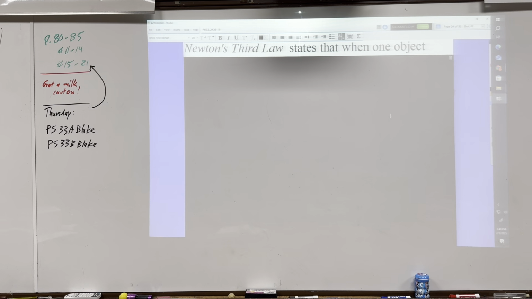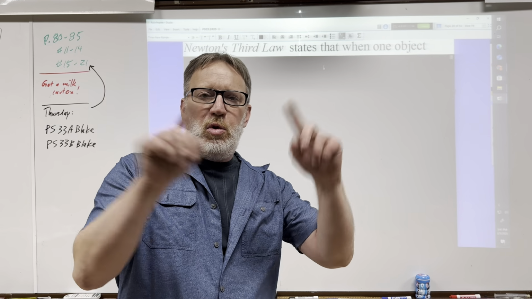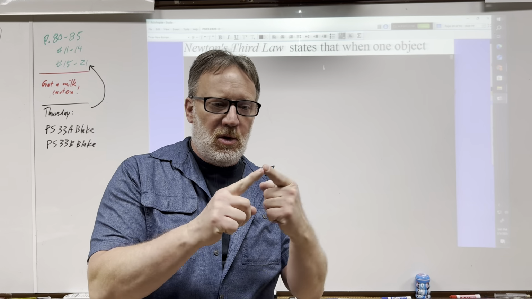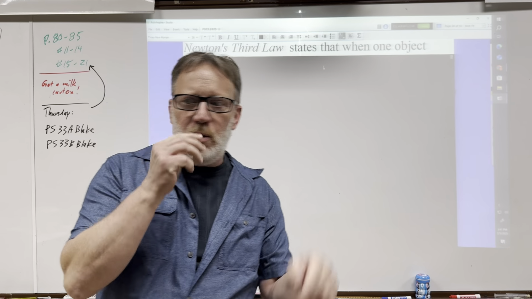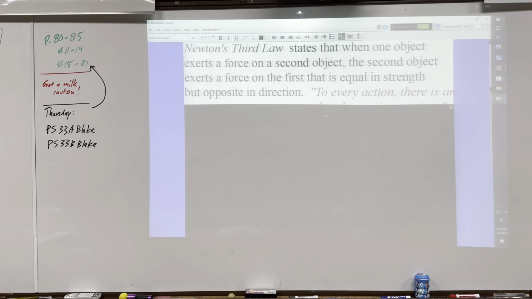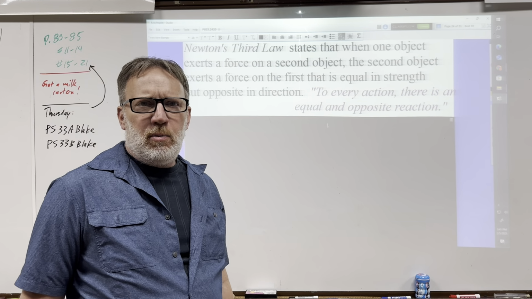Newton's third law says when one object pushes on another, the other object pushes back. And they have to do this for the same amount of force and the same amount of time and the same amount of momentum. There's no way to undo that. It states that when one object exerts a force on a second object, the second object exerts a force back on the first that is equal and opposite.